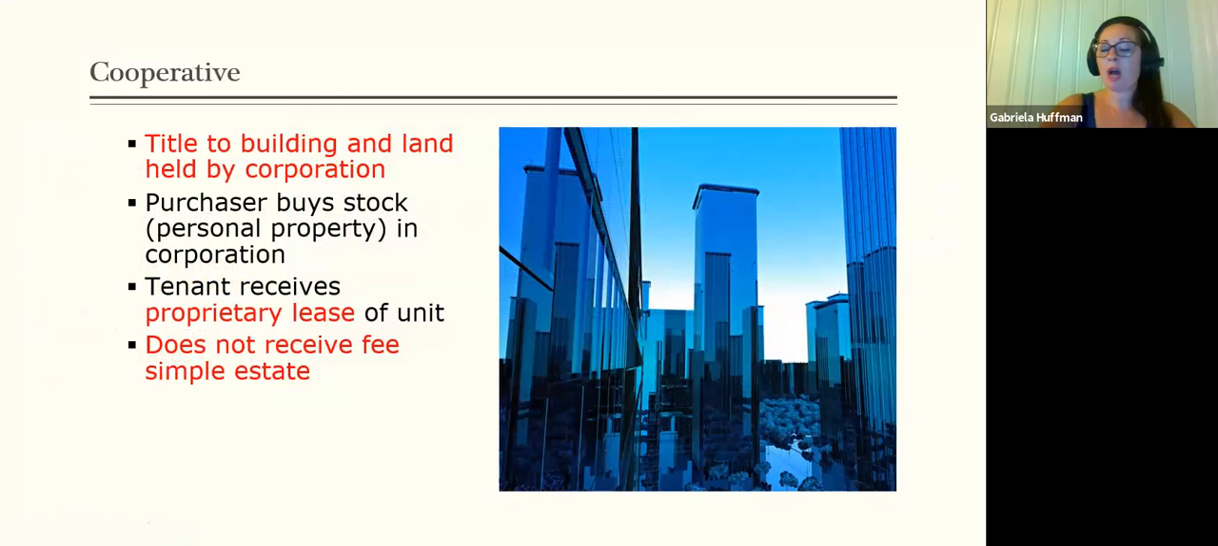Cooperatives are not very popular in North Carolina, but this works as the title to the building is held by a corporation. Therefore, the purchaser gets stock in the corporation and receives a proprietary lease. They do not get fee simple interest.